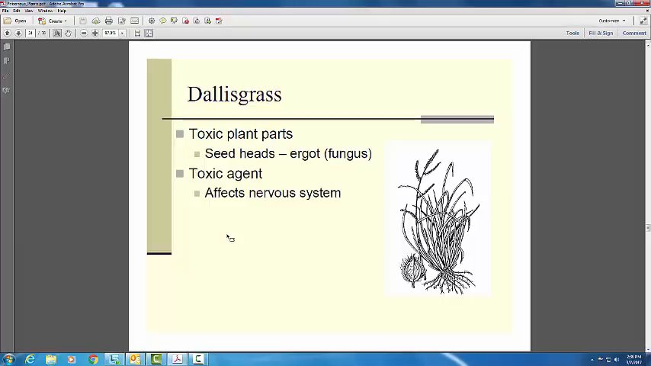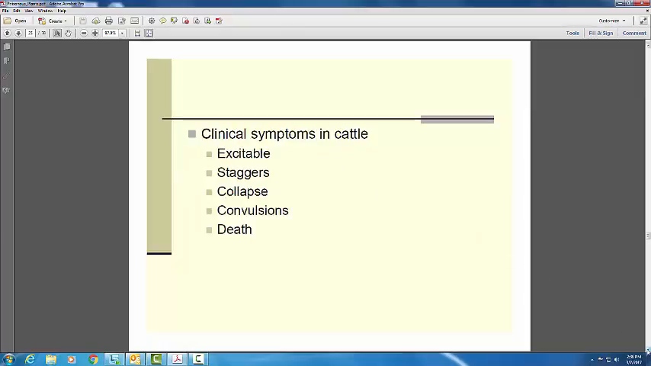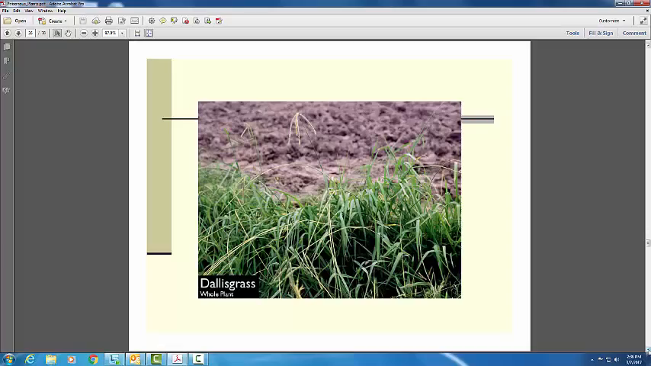Another type of intoxication is by Dallis grass. This one is going to have a fungus on these seed stalks, head stalks, that is called ergot. It's an ergotamine type of product. It's going to be affecting the nervous system. The animals are going to be hyperexcitable. They're going to be dragging. They're going to be collapsing. They're going to have seizures, and it could potentially cause the death of the animal, especially in naive cattle.